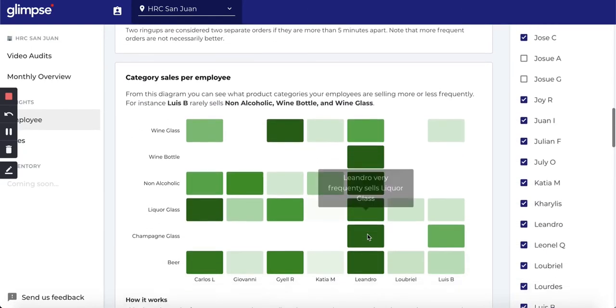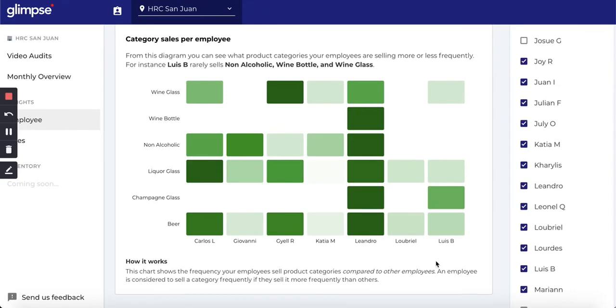Equally, in the very last chart here, we can take a very good look at what kind of drinks the employees are actually recommending and the frequency of them. So if we look in this case at Luis, we can see that Luis rarely sells non-alcoholic drinks, wine glasses, and wine bottles. However, he is more frequently selling champagne glasses, which may also be the reason why his revenue per hour is a lot higher than other employees.